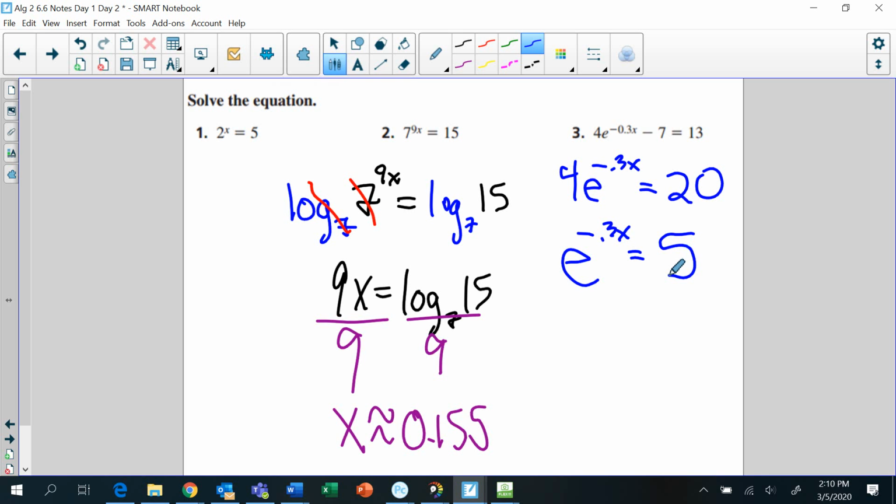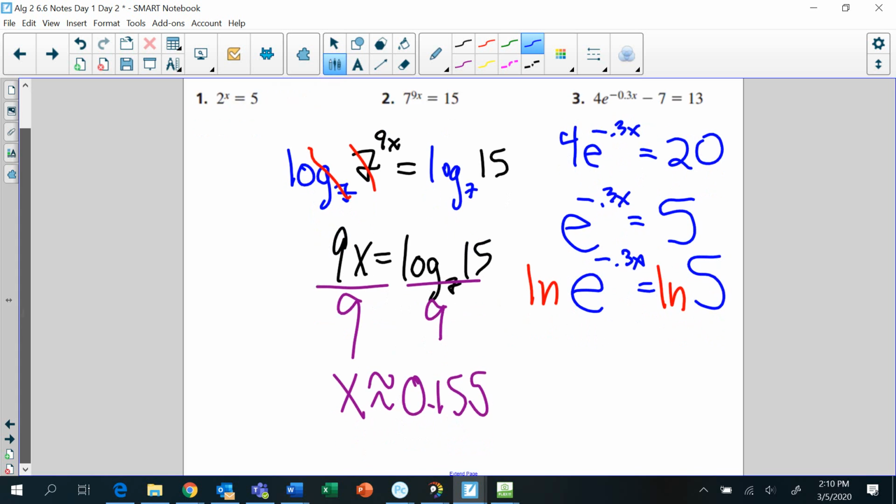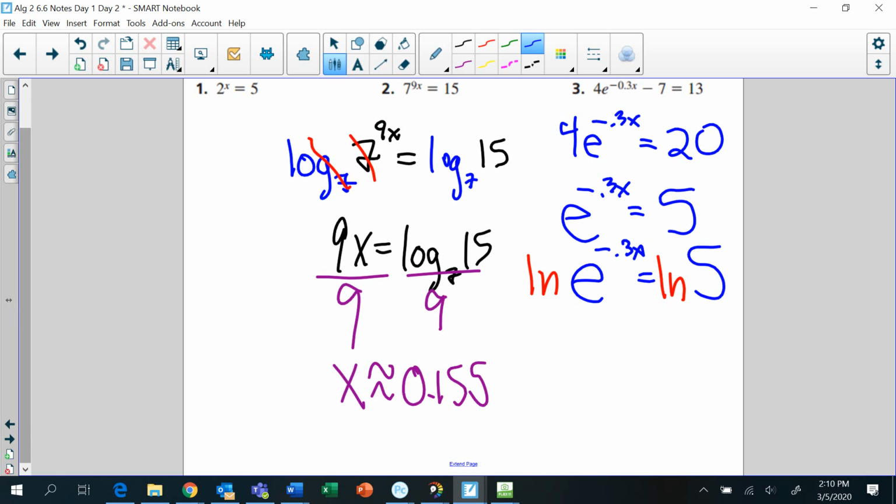So now my next step is I have to get rid of e. We use ln on both sides. ln of e to the negative 0.3x equals ln 5. So ln and e cancel each other out. Divide by negative 0.3. So I now have negative 0.3x equals ln 5. Divide by negative 0.3. You should have the correct answer.